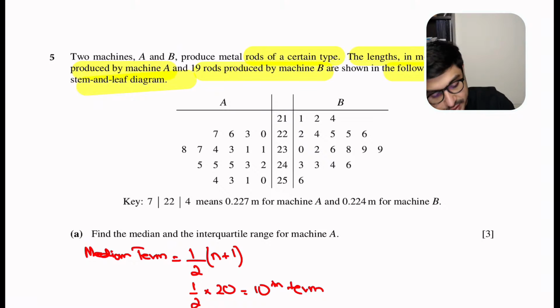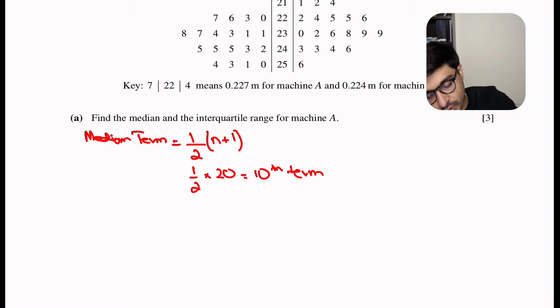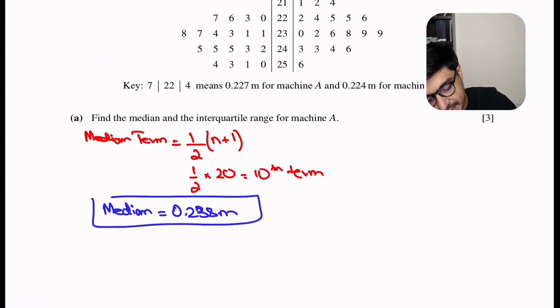So let's get started with the 10th term by counting. This is the first, second, third, fourth, fifth, sixth, seventh, eighth, ninth, and this is going to be the 10th, right? So what is it going to be? 23 and 8. So that means it's going to be 0.238. So we're going to write down the median as 0.238 meters, and this is what it is going to be. Now comes the interquartile range, because that is also what we need to find out.